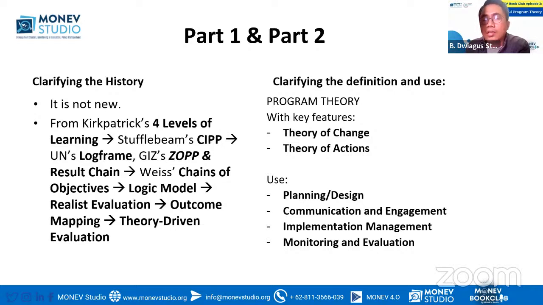And of course, for implementation management, we use it to identify what works, what doesn't work, what needs to be changed, and what needs to be tweaked to ensure that we stick with the program objective, and if needed, change the strategy. And last but not least, it is useful for monitoring and evaluation. Probably this is something useful for us as evaluators as well.